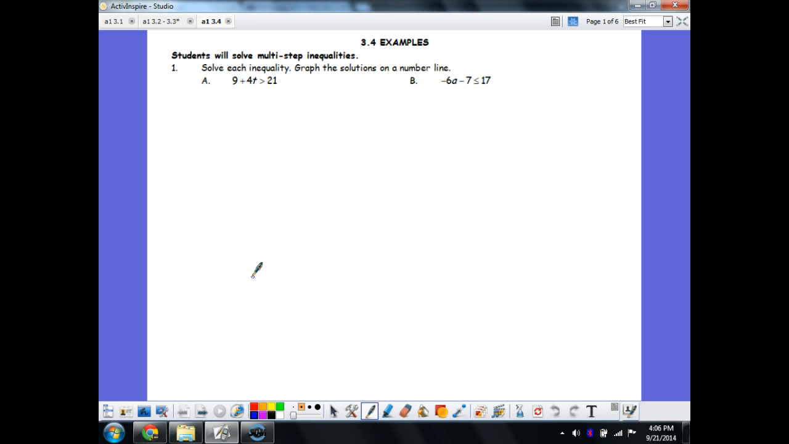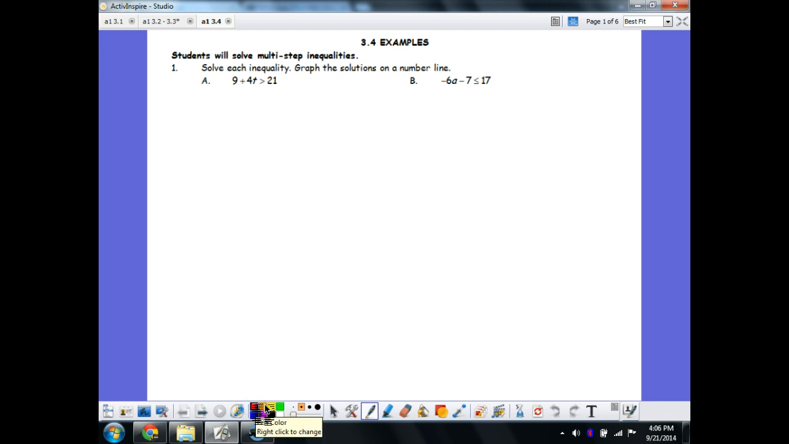Once again, you will solve these inequalities the exact same way you solve equations. That never changes. The only thing you need to be careful of is if we end up multiplying or dividing both sides by a negative number. If we do, then we need to remember to flip the inequality, like we talked about in 3.2 and 3.3.